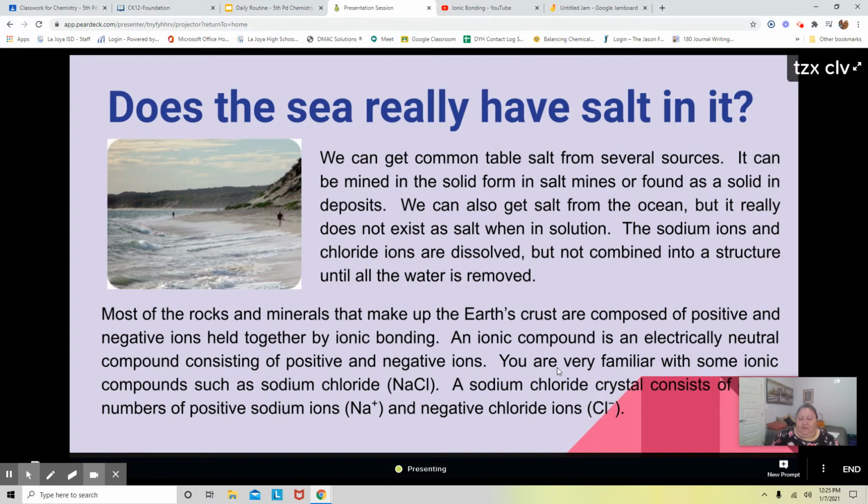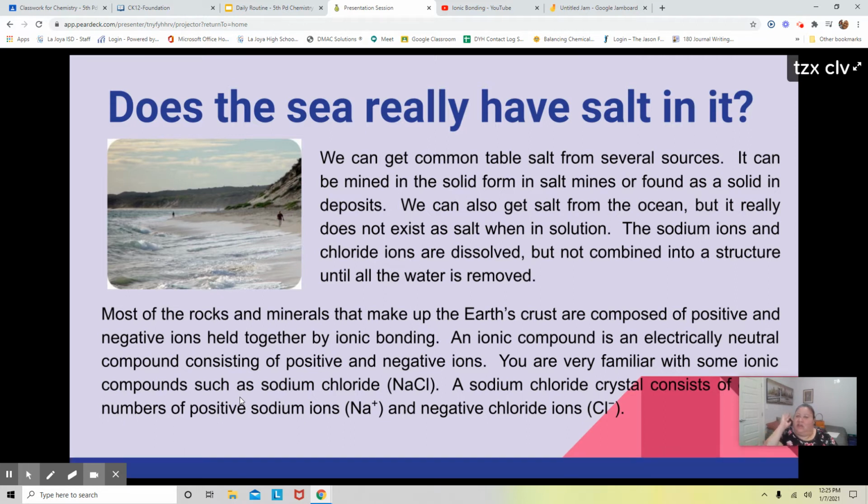You are very familiar with some ionic compounds. Table salt, right? Sodium chloride, NaCl. That is an ionic compound. We love it on our tacos. Is it good for us? Not so much, but it's really tasty, especially on our tacos.